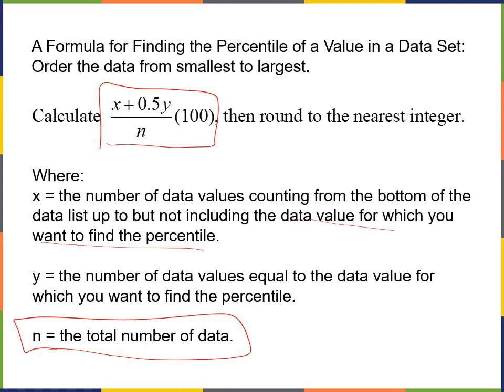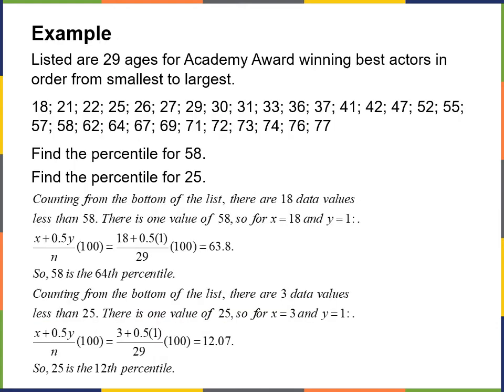So sometimes you have repetition of values. So they'll say there are 5 people that scored an 88. That's what Y would represent, the number of values equal to the data value that we're working with. So that would be 5. Oftentimes, if there's no repetition, Y would just be 1. Okay? So we use all that, and that'll help us find the percentile for our particular data value.